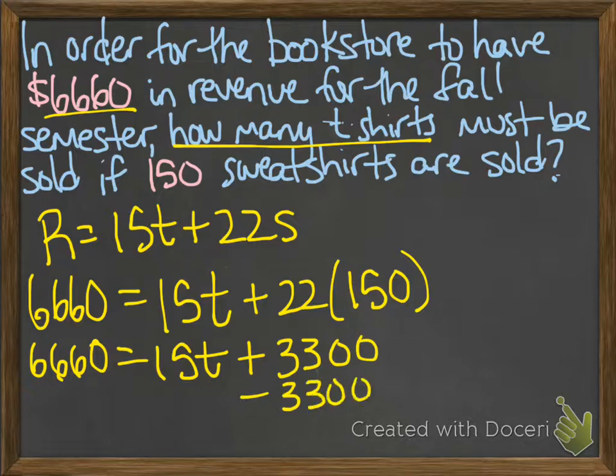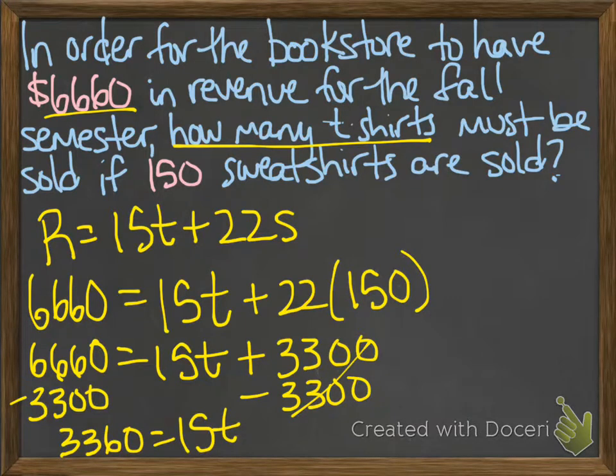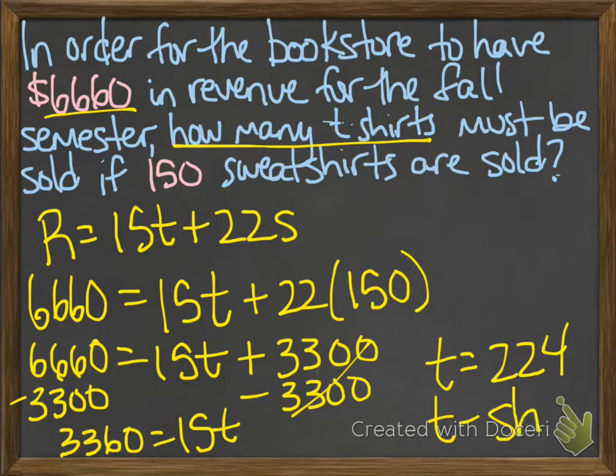Subtract 3,300 from both sides, because remember we're trying to get the t by itself. So we're going to get 3,360 equals 15t. I can't show my work, I've run out of room, but dividing both sides by 15, we're going to get that t equals 224. 224 what? We're dealing with a word problem. 224 t-shirts.